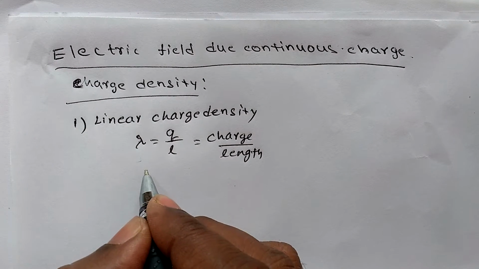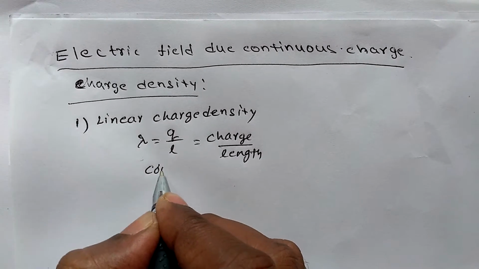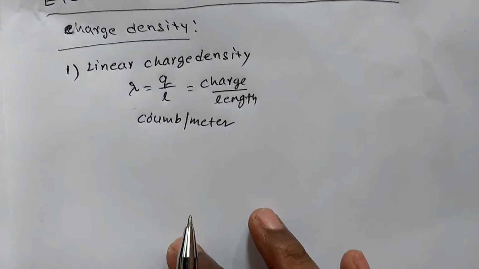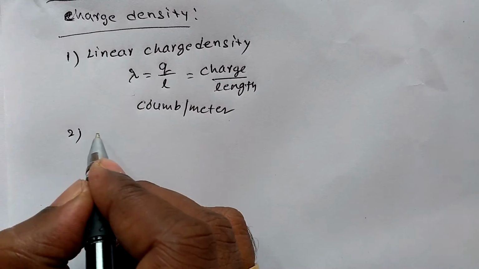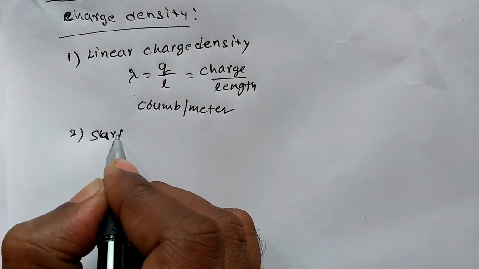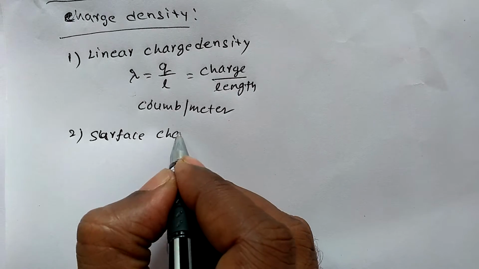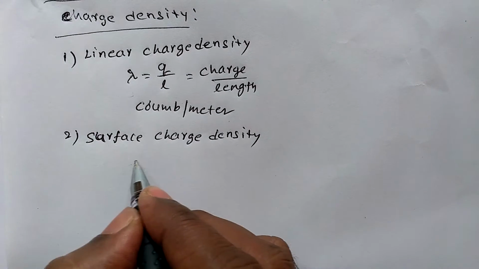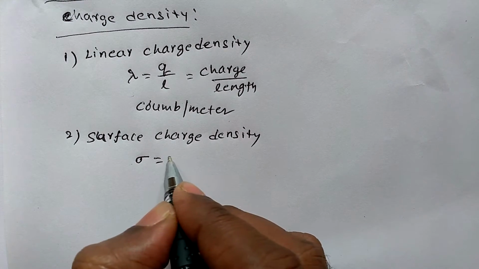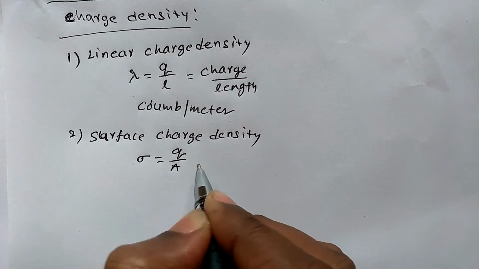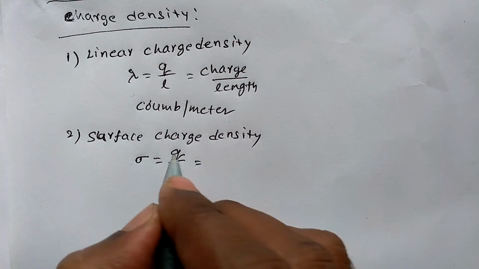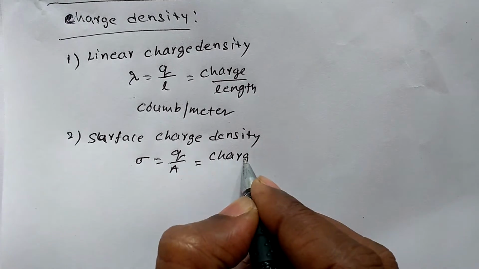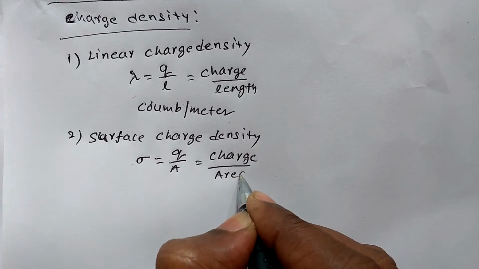We measure this with the unit coulombs per meter. The next one is surface charge density. We represent this with sigma. Surface charge density means charge per unit area. Charge given to the body per unit area is called surface charge density. Formula of the surface charge density: charge by area.